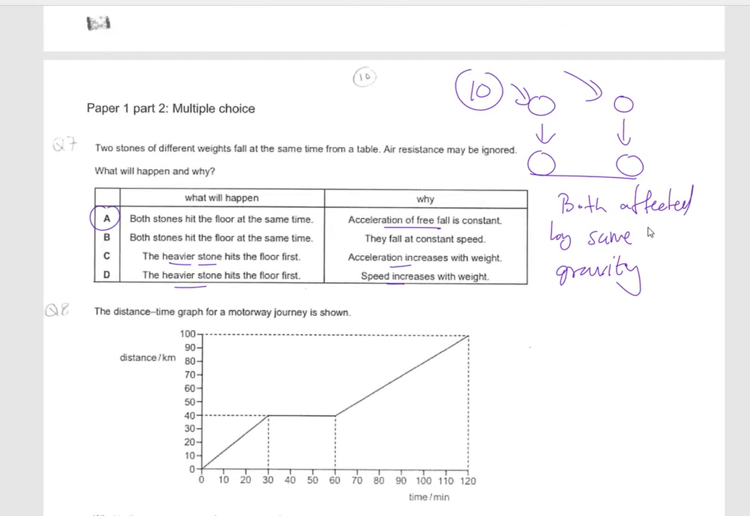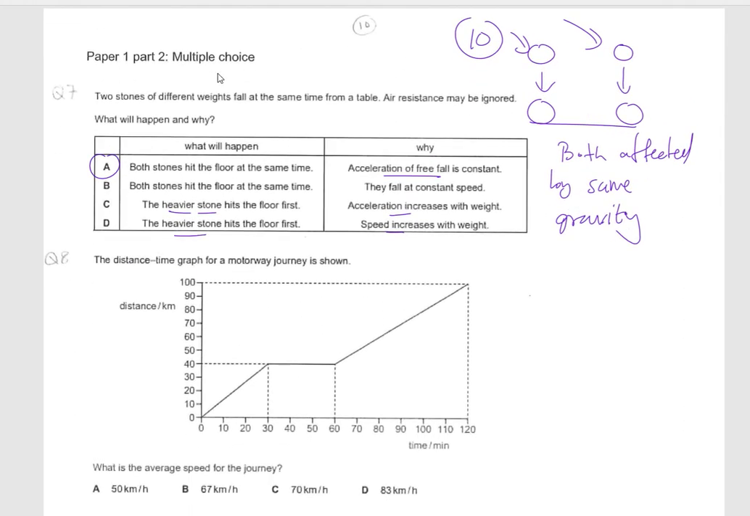Again, when you're marking your work for multiple choice, for example question 1, or this one here, question 7, make sure that you do add your annotation. So I need to see the annotation here.